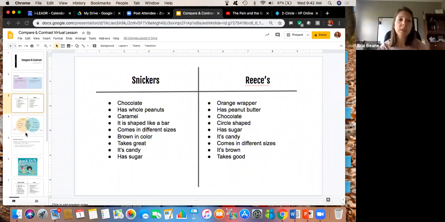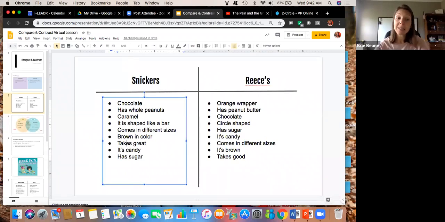We are going to just recap and recall what we talked about last time. These were all the things that you told me that were specific to Snickers. When we looked at a Snickers bar, you said it has chocolate, whole peanuts, caramel, it's shaped like a bar, comes in different sizes, and it's brown in color. That's not supposed to say takes, it's supposed to say tastes. Tastes great, it's candy, it has sugar.